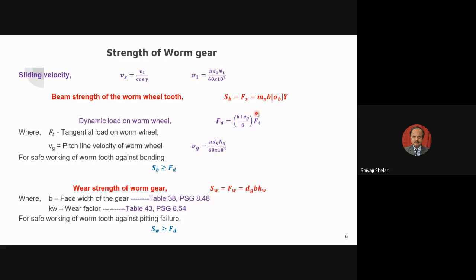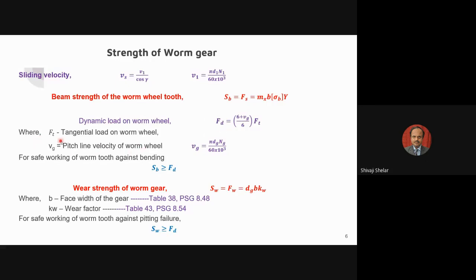This relation is to be used, that is (6 + Vg) / 6. This is the Cv formula for dynamic load: (6 + Vg)/6 into Ft. This Ft you have seen in the previous slide. This is Ft2, because we are talking about the worm gear, that is the worm wheel. So this Ft2 value is to be used here, and then we get this dynamic load.